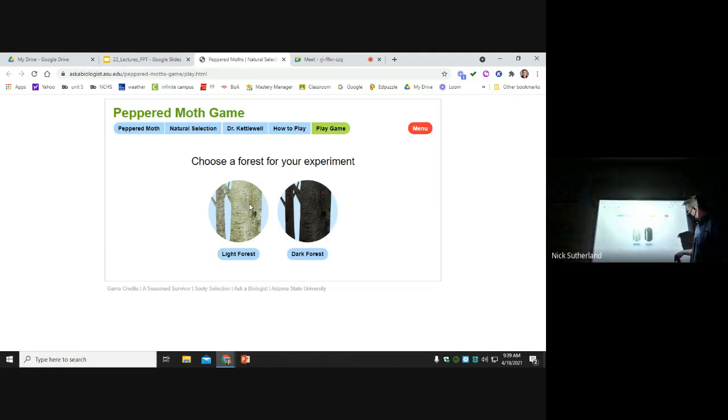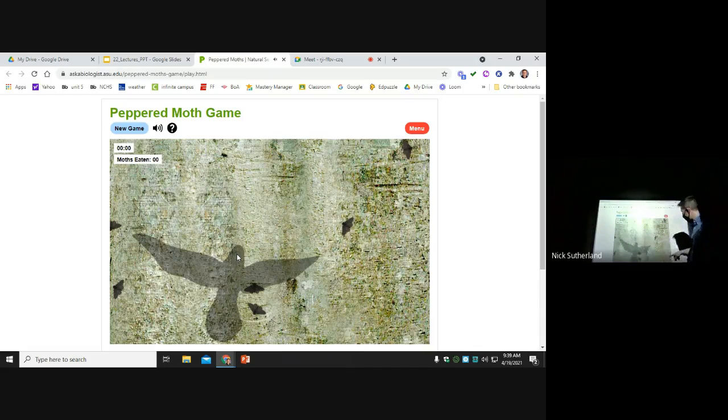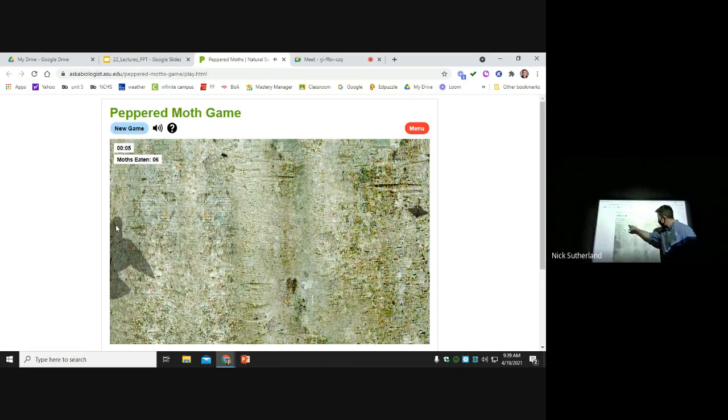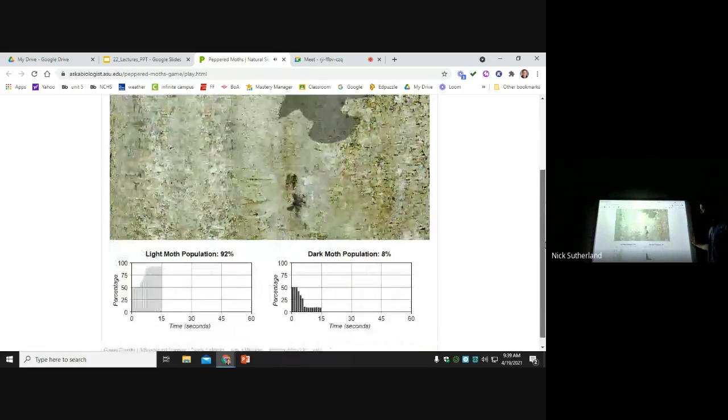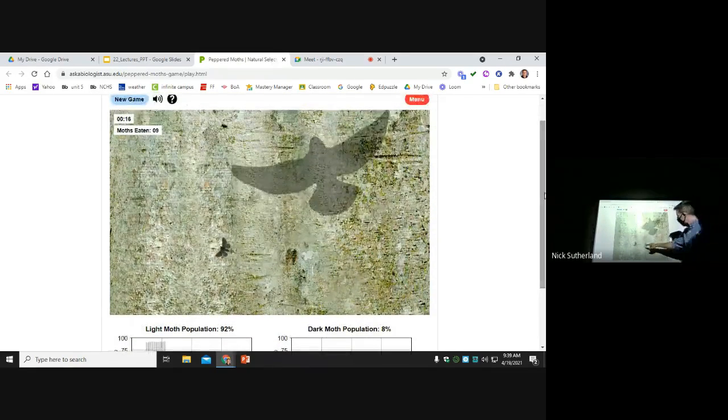Okay, so I found one of these simulations that actually works. We'll just go to the light forest here, and if you ever want to, you can play. You can be the bird, and you can eat all these things. It usually has a really annoying sound. I'll try to eat all the ones I can find, and you can see the frequency of the individuals rise and fall over time.